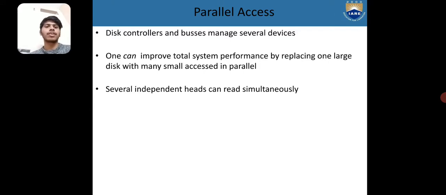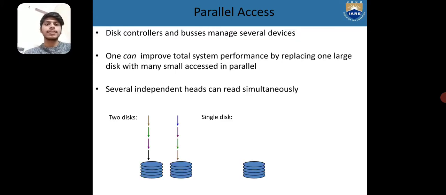Parallel access. Disk controllers and buses manage several devices. One can improve system performance by replacing one large disk with many small disks accessed in parallel. Several independent heads can read simultaneously.